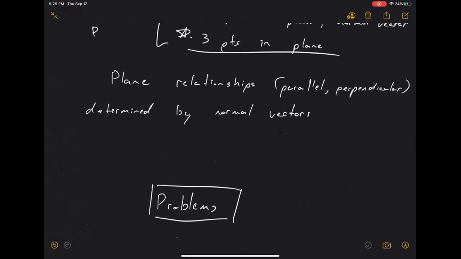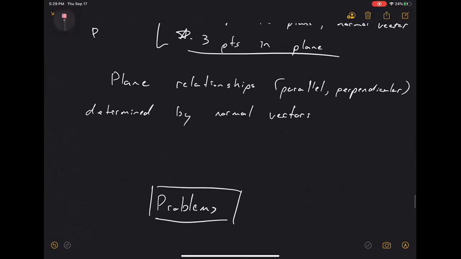Plane relationships are determined by what's going on with their normal vectors. What I mean is, if I have two planes, the two planes are parallel if their normal vectors are parallel. They're perpendicular if their normal vectors are perpendicular. So planes are completely determined by their normal vectors as far as you're concerned.